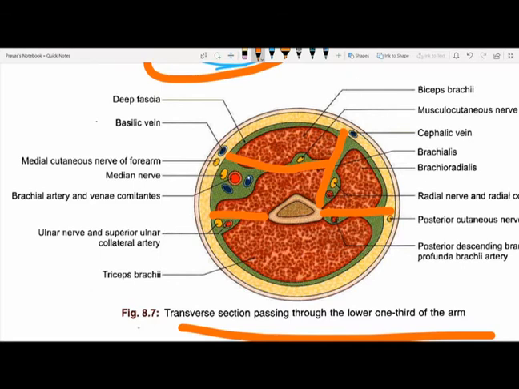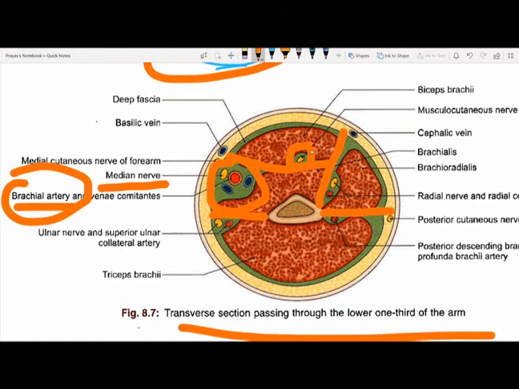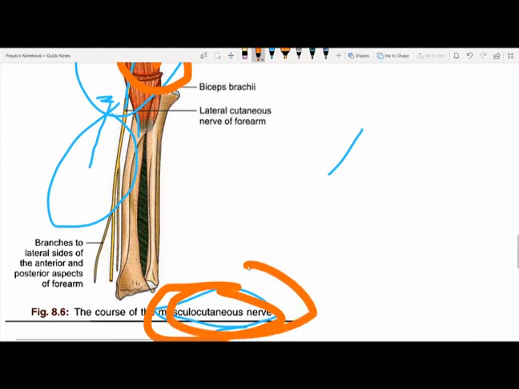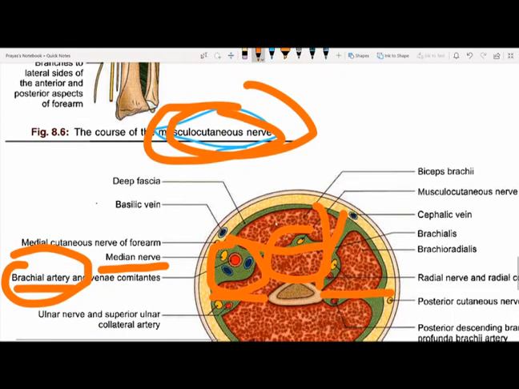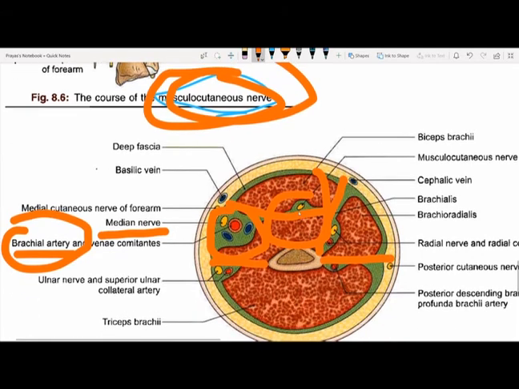At the transverse septum you can see there are very important structures. This is the brachial artery, the main artery of your arm, and this is the artery which is used to measure blood pressure. Along with the brachial artery, we have the median nerve. We will talk about this in following videos. And this one is the musculocutaneous nerve, which I have just discussed. It pierces the transverse section.